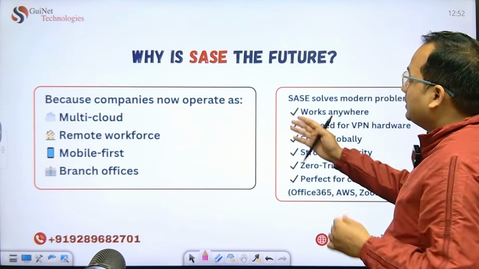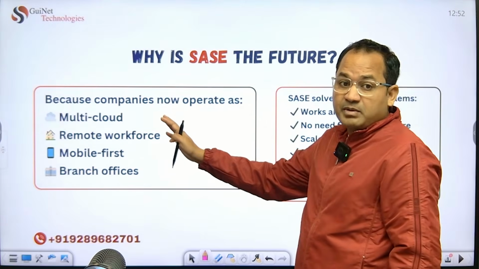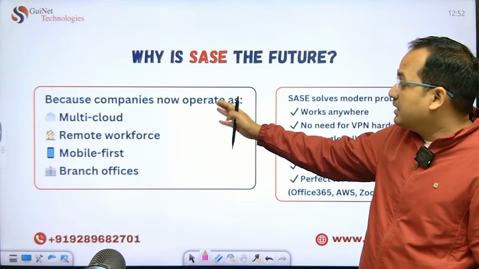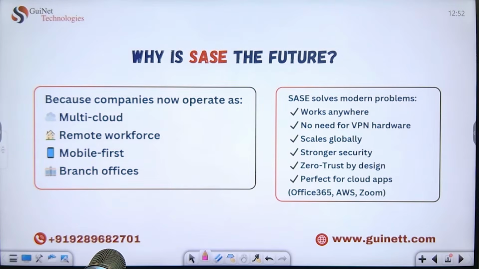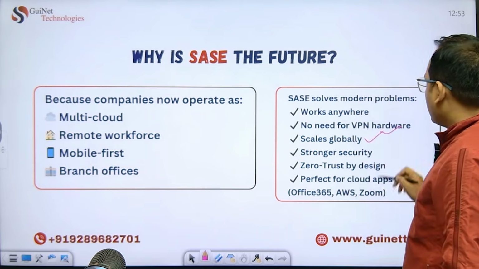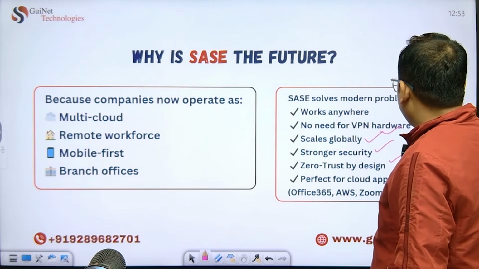And this is the future. Companies now operate as multi-cloud, remote network, mobile-first, branch offices. SASE solves the modern problem, like the workforce going to work from anywhere. No VPN connection is required, no hardware is required. It is scalable globally, with stronger security, zero trust by design, perfect for cloud apps.